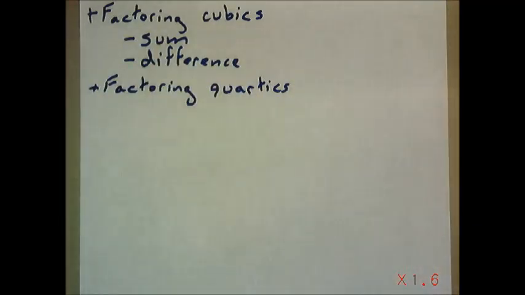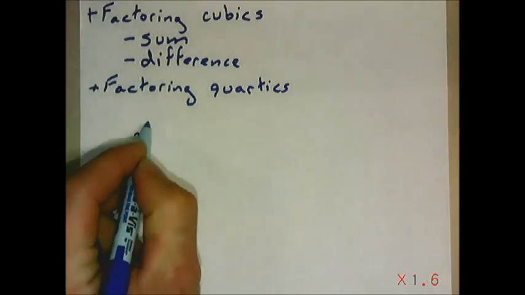Here we go. Factoring cubics. We're going to look at two different types of cubics: the sum of cubics and the difference of cubics. And we're also going to look at factoring of quartics. Let's begin with what a cubic is. Remember, a cubic is anything to the third power.